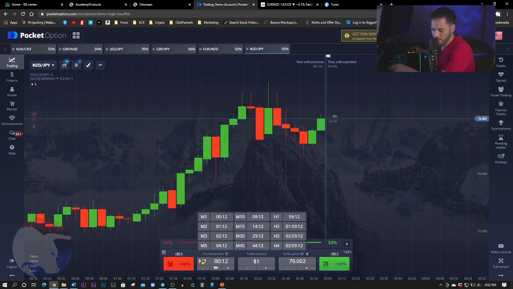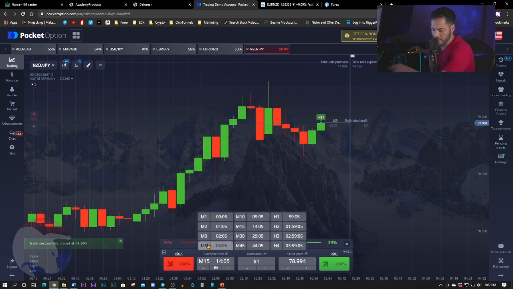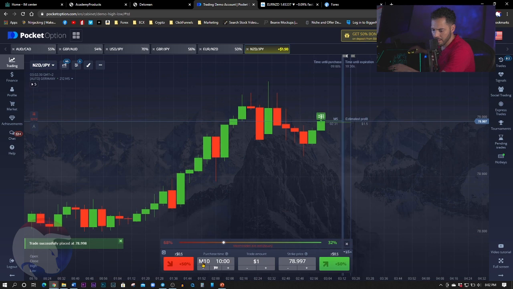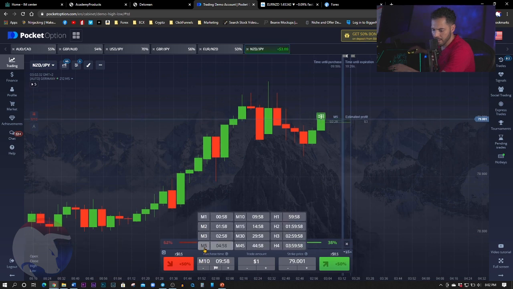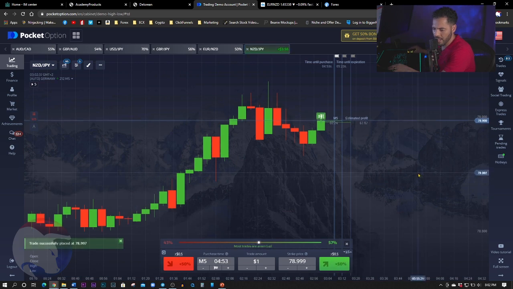We're going to go in for 15 minutes. We're going to go do a buy. I'm going to also do a 10-minute. Okay. And I'll also do a 5-minute. So now we have a 5-minute, a 10-minute, and a 15-minute trade executed on this trade, NZDJPY. Now, as you can see, we're in profit, but it's fluctuating in and out.